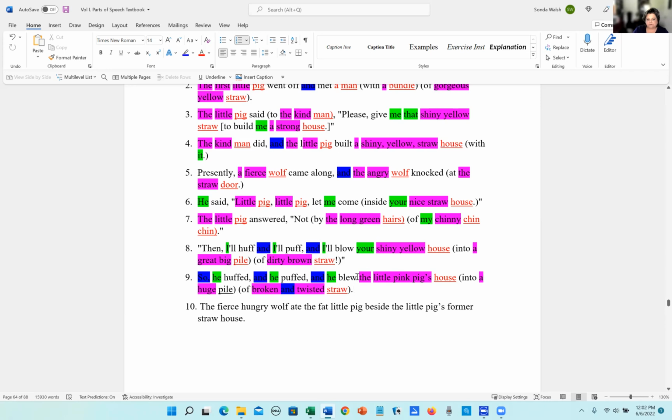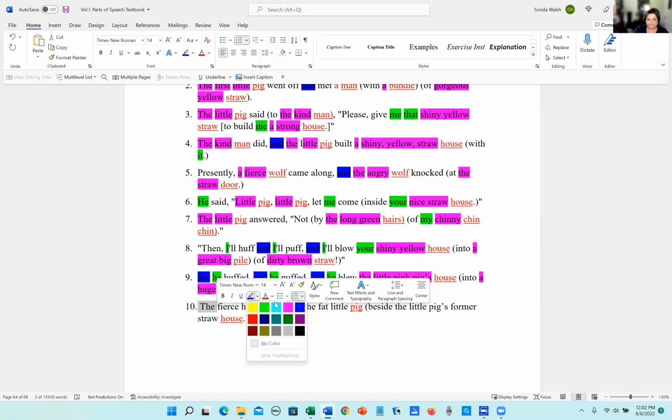Okay, number 10. Let's go through and identify what we know up front. So we have beside the little pig's form a straw house, the prepositional phrase. We have no conjunctions, and I don't see any pronouns. So let's identify our nouns. Wolf is a noun, and pig is a noun, and house is a noun. Okay, and then let's go through and identify our articles, a, an, and the.